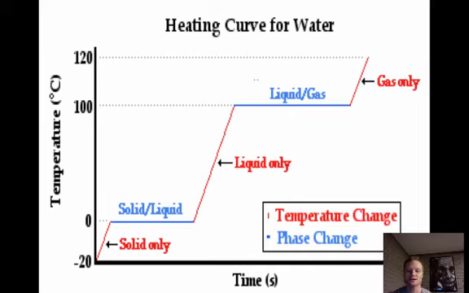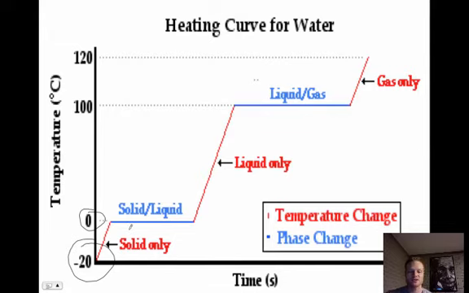This is a heating curve for water. If you take a hunk of ice and put it in a beaker and measure the temperature, you'd be down here at negative 20 degrees Celsius. You start to heat that ice up, and it gets warmer and warmer until it hits this point, 0 degrees Celsius, the temperature at which solid ice starts to melt and turn into a liquid.